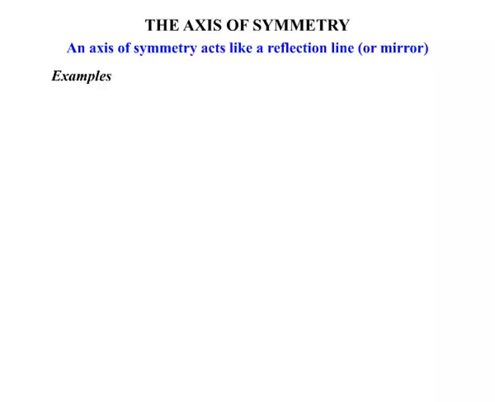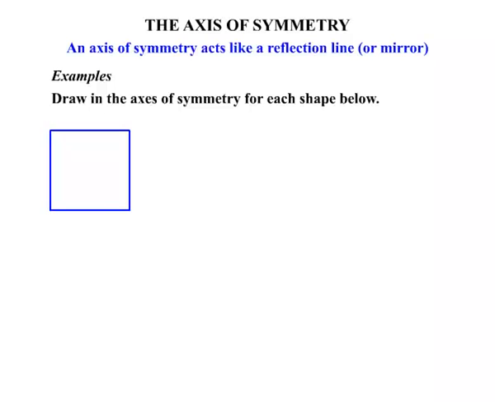Now, in this lesson, we're looking at the axes of symmetry. An axis of symmetry acts like a reflection line or a mirror. Let's look at some examples to illustrate the point. We're asked to draw in the axes of symmetry for each shape below, starting off with a square there.